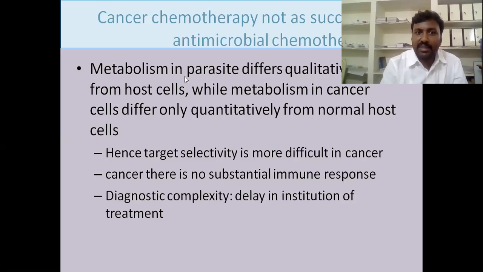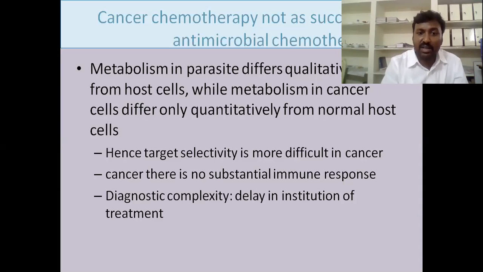Metabolism in parasites is different; their cells' metabolism is different, our cells' metabolism is different. So targeting the microorganism is easy. Targeting our own cells is difficult because normal cells are also going to die. That's why it is not that successful compared with antimicrobial chemotherapy. Target selectivity is more difficult in cancer. In cancer there is no substantial immune response, but in antimicrobial infections you have somewhat of an immune response.